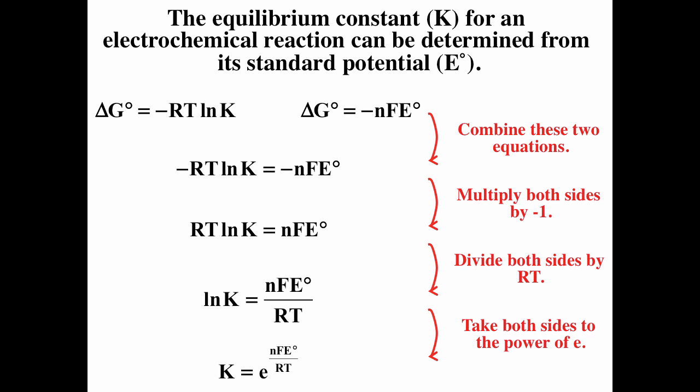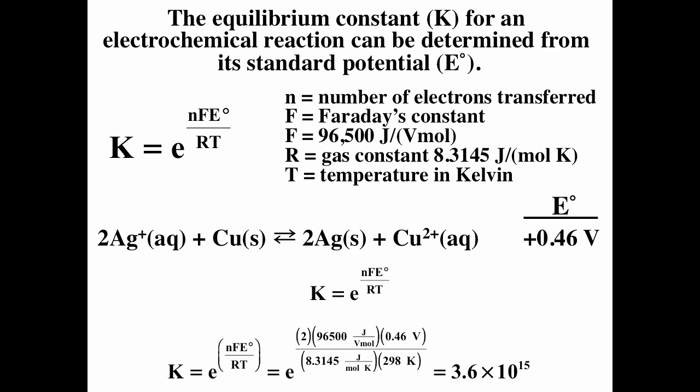And so if E naught is positive, if our electric potential is positive, it means K is going to be large. If our electric potential is negative, that means K is going to be small. And so you should be able to calculate K from E naught or E naught from K. Again, NFE over RT. N is 2, we saw from last time. F is 96,500 joules per volt mole. We have a potential of 0.46. R is the gas constant, 8.3145 joules per mole Kelvin. And temperature is always in Kelvin.